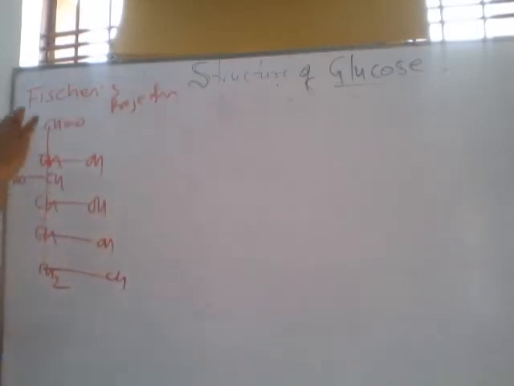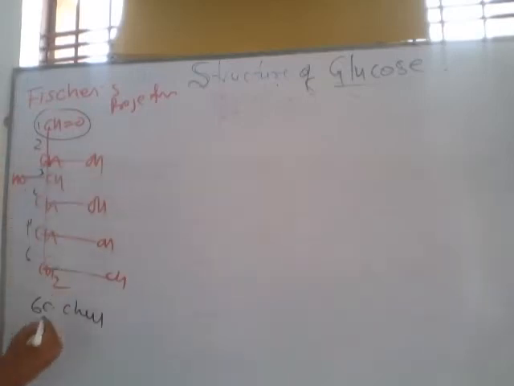And observe some special features. What? In glucose there is a 6 carbon chain, 1, 2, 3, 4, 5, 6, joined in a straight chain. There is an aldehyde group, so glucose is called an aldose. There are 5 OH groups. You can count 1, 2, 3, 4, 5, 5 OH groups present.